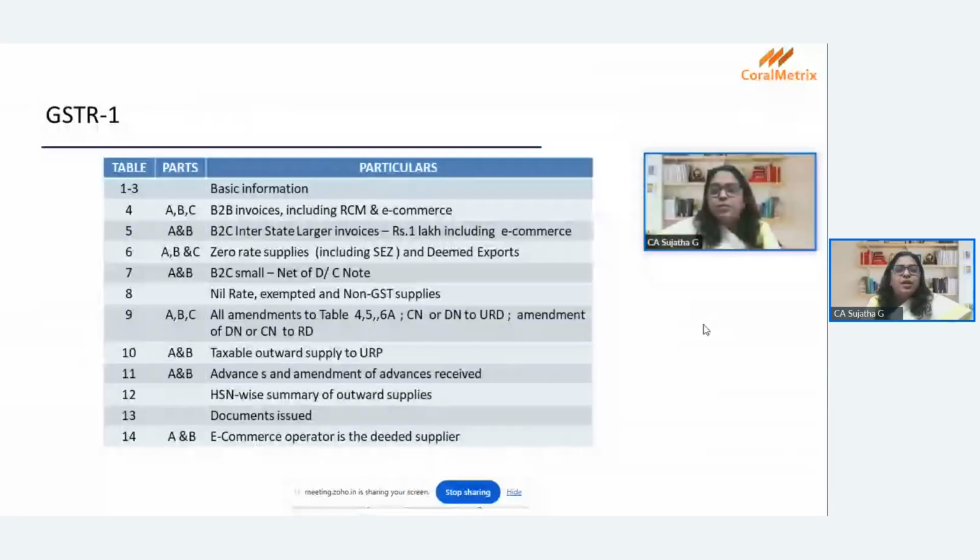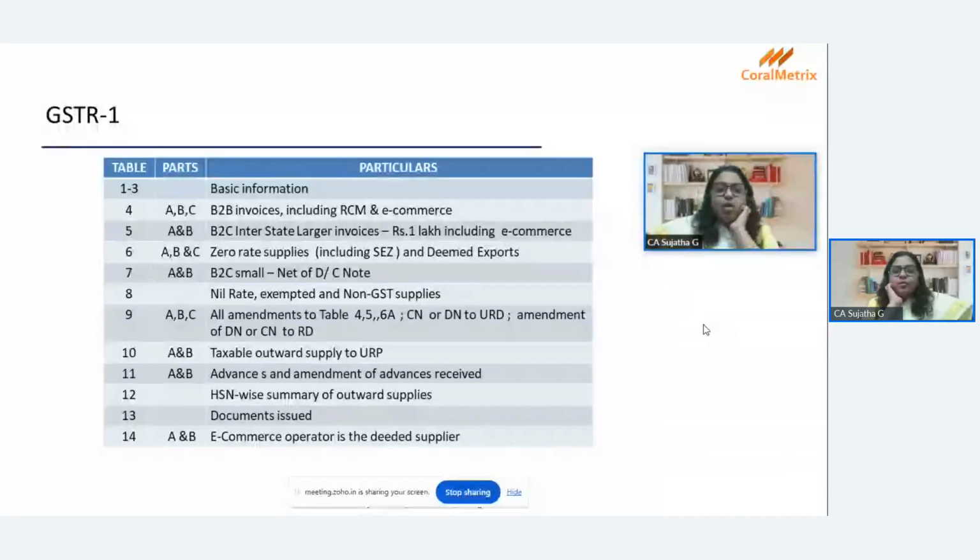Then table 7 is all about B2C small. Whenever we report anything relating to B2C, it has to be reported net of debit or credit notes. Only in case of B2B does it require a separate, identifiable and distinct reporting of credit notes or debit notes. Otherwise, you can always report it as a net. Then table 8 is about nil rated, exempted and non-GST supplies.